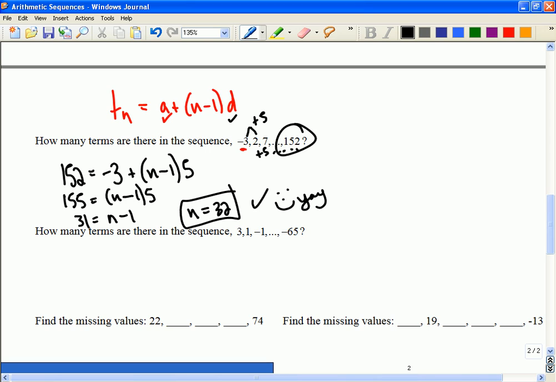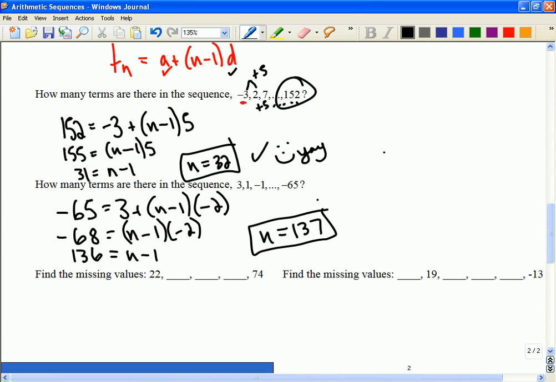Okay, try the next one. What term number is -65? Okay, so here is my solution for you. Again, all I have is that formula. I have to figure out what parts of the formula I can use. So same as the last one, I should end up with the 137th term.